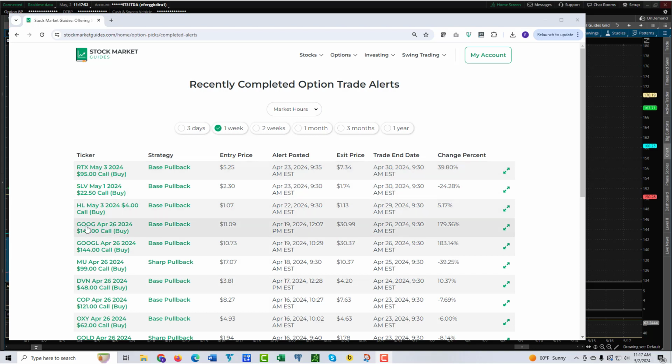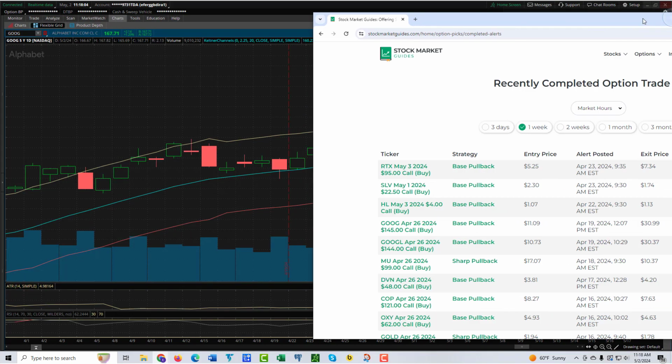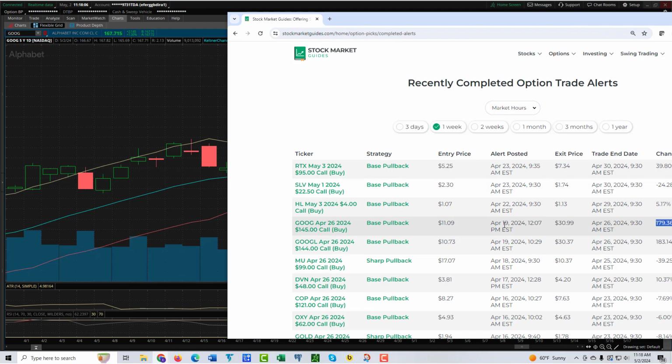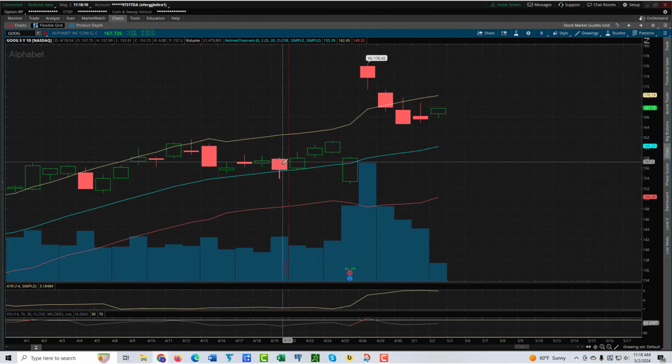But let's look at these Google options here. You can see this one turned out quite well. And I'm just going to show you what exactly you were looking at if you had been sent this trade alert. So the trade alert itself was sent on April the 19th, midday. And so this right here, this is April the 19th. You can see my mouse is over this bar.